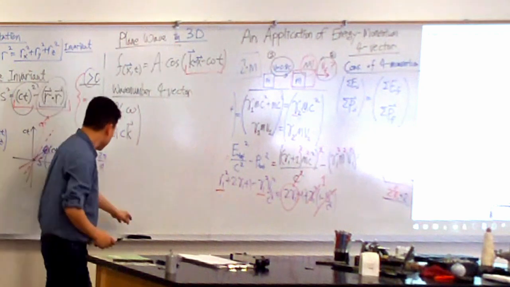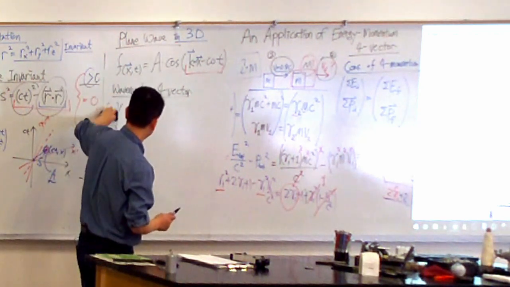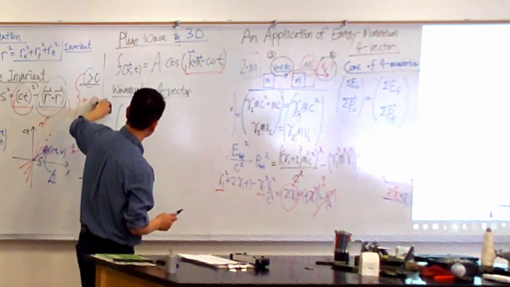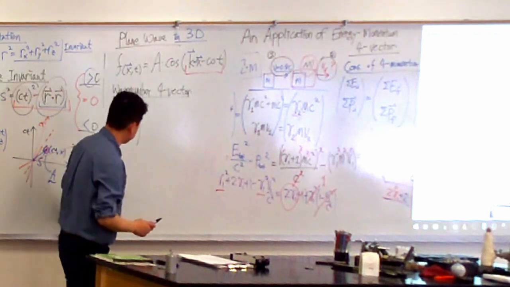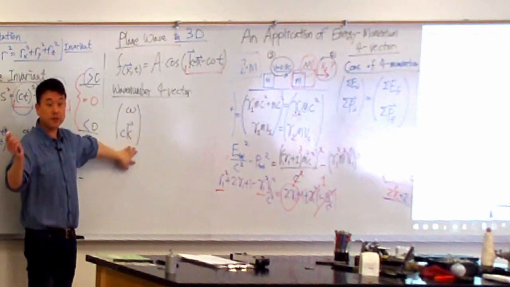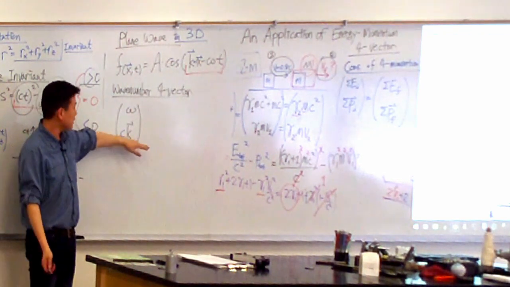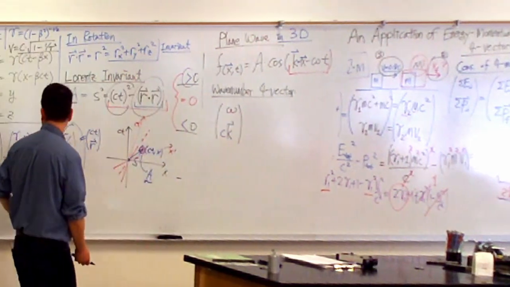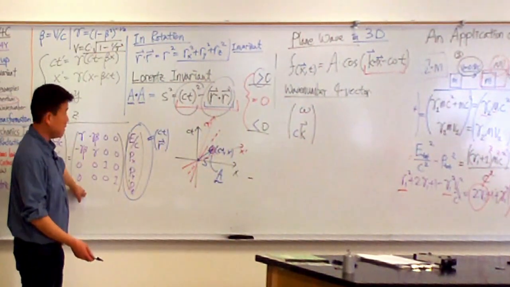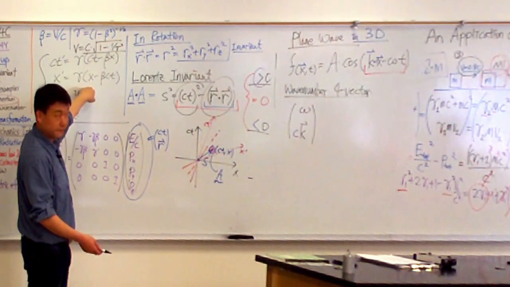Yeah? So this is a 4-vector. What that means is this thing that expresses a property of a wave transforms under Lorentz transformation, like coordinates do.